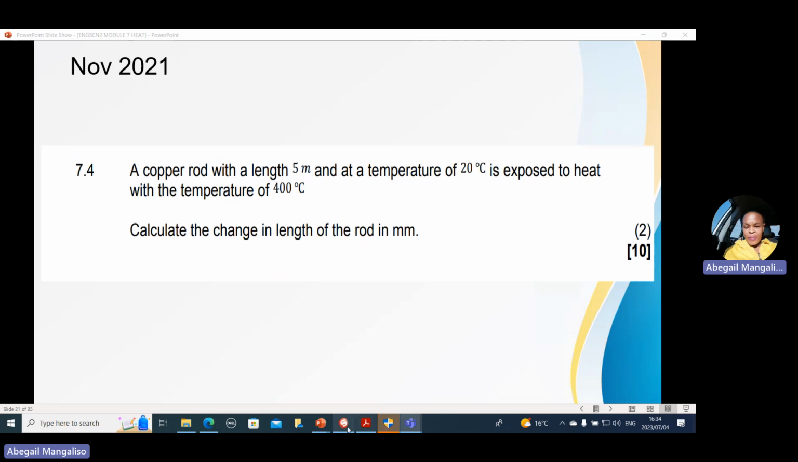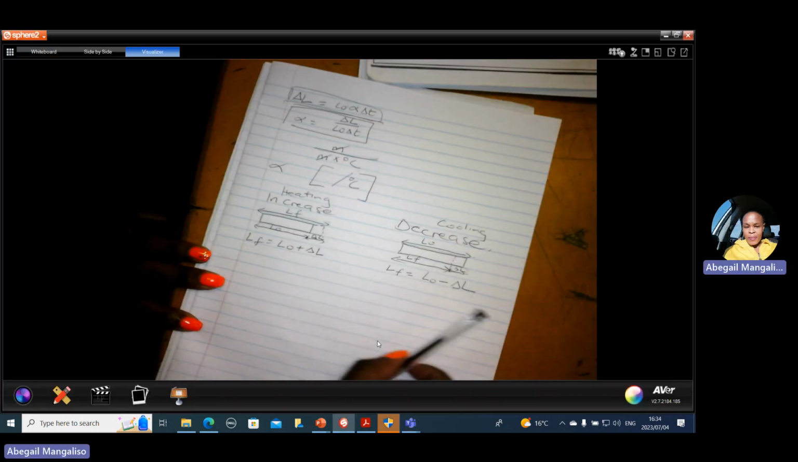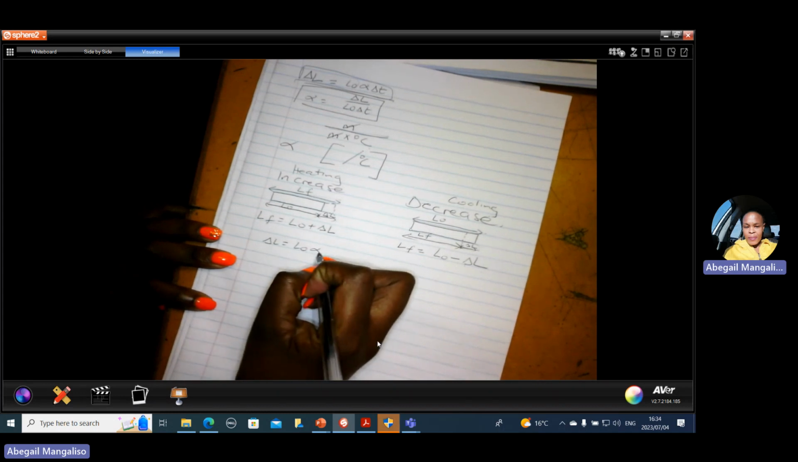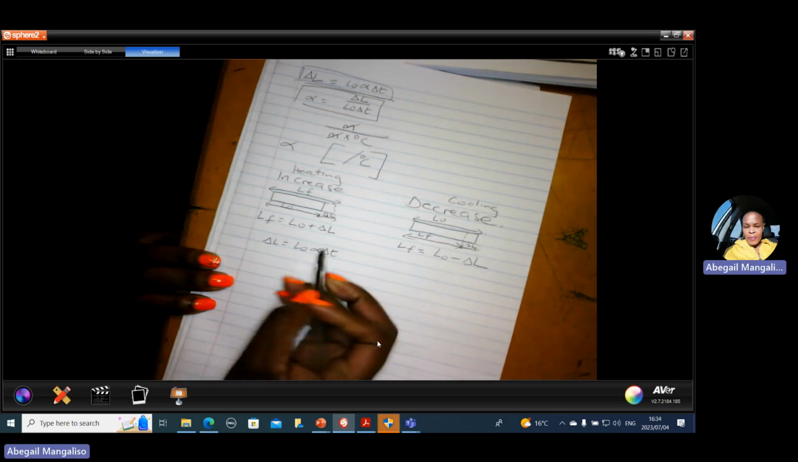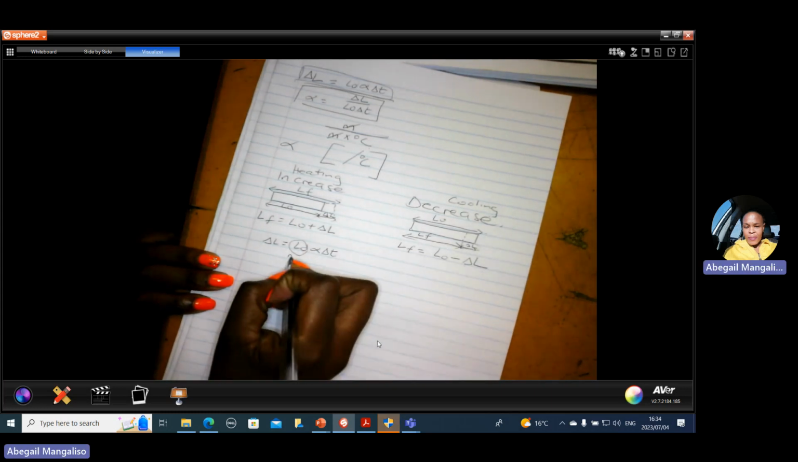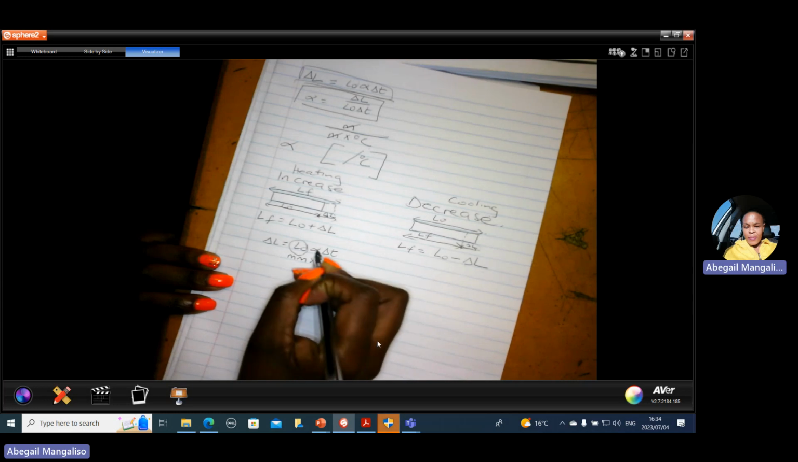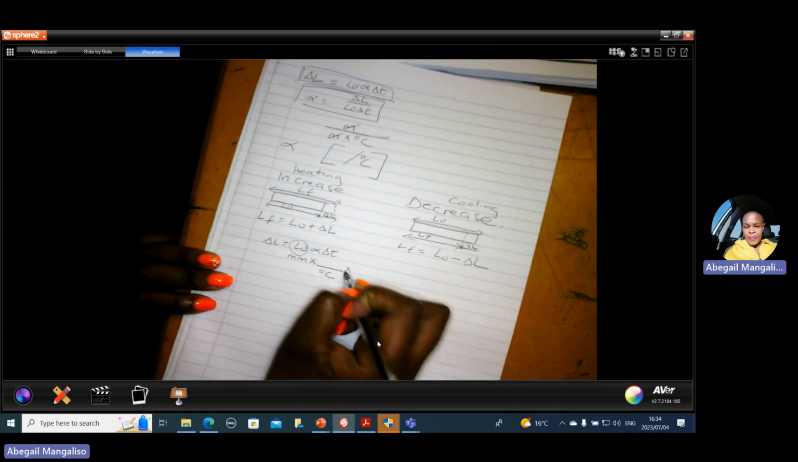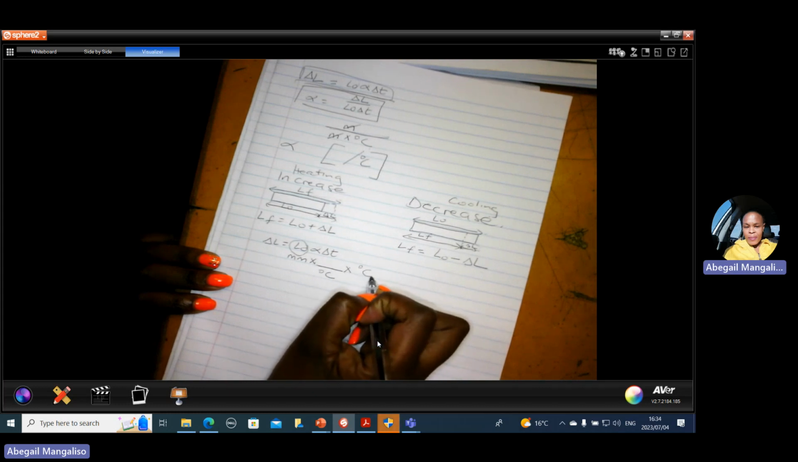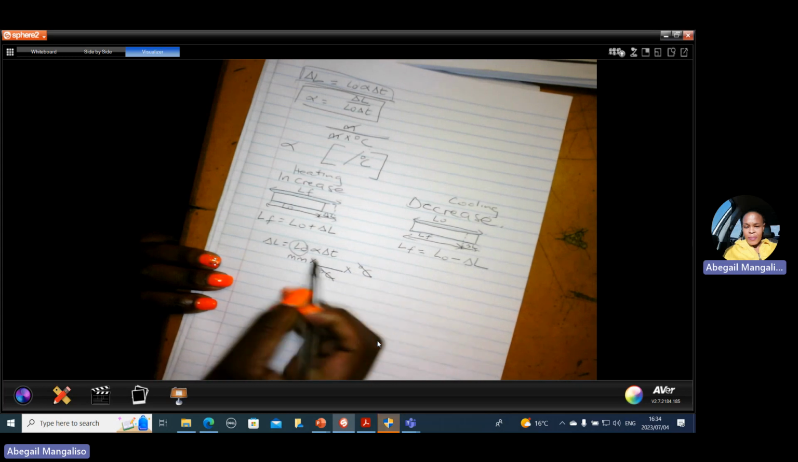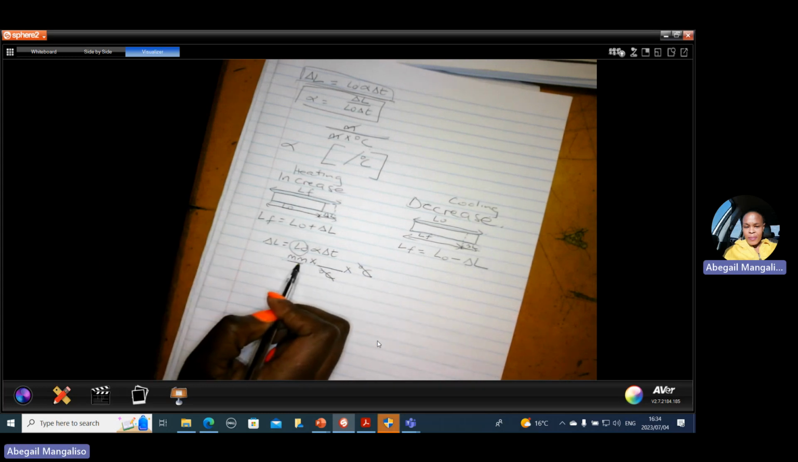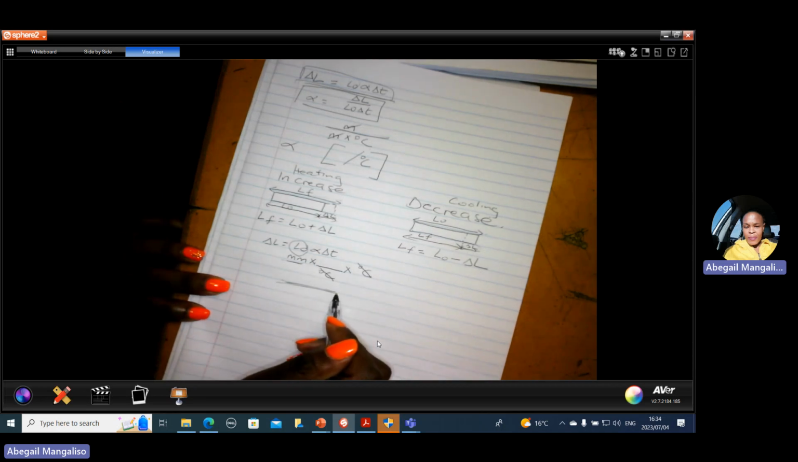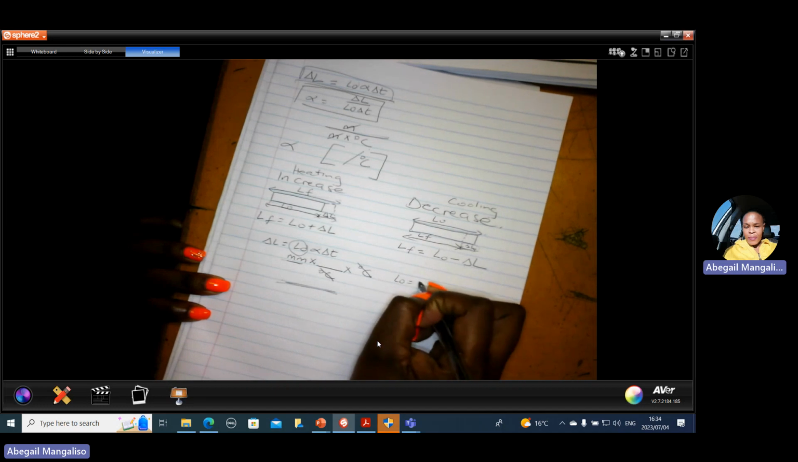Now let's have a look at this. The formula for change in L: delta L is equal to LO alpha delta T. So if this LO is in millimeters, you multiply by the SI unit of alpha, which is per degree Celsius. You also multiply by the temperature, that is degrees Celsius. This cancels this one. So if you fix the SI units of LO, you're still going to get your answer in millimeters. Now, in this question, LO is given as 5 meters.